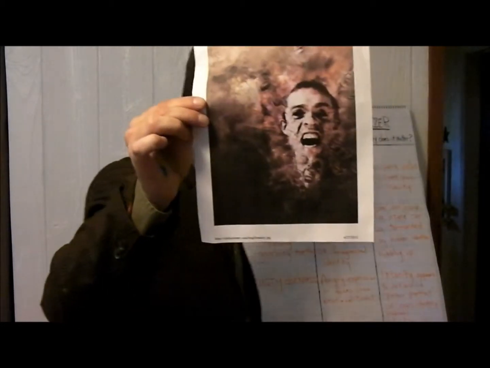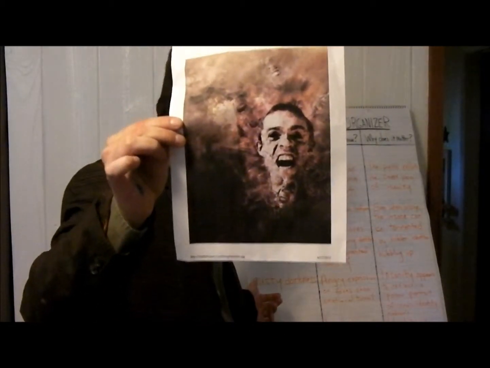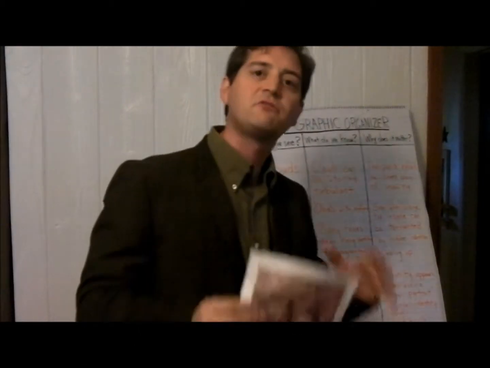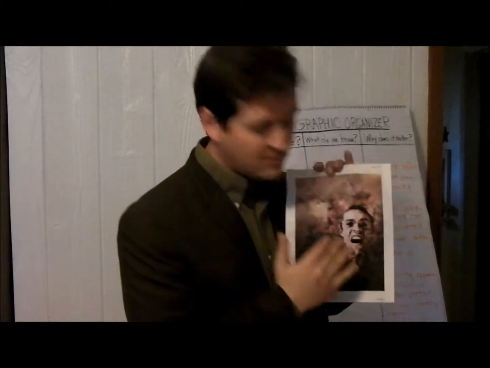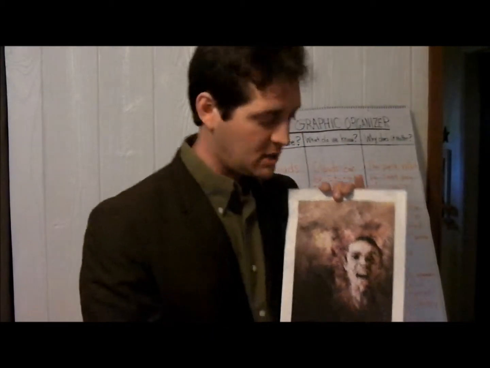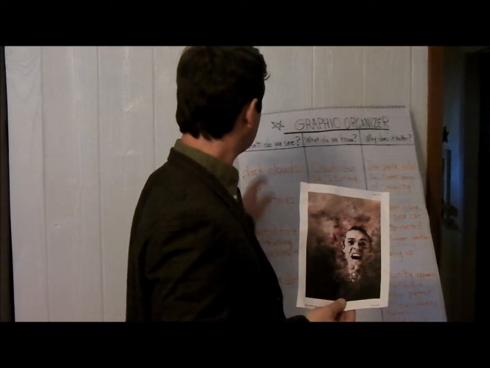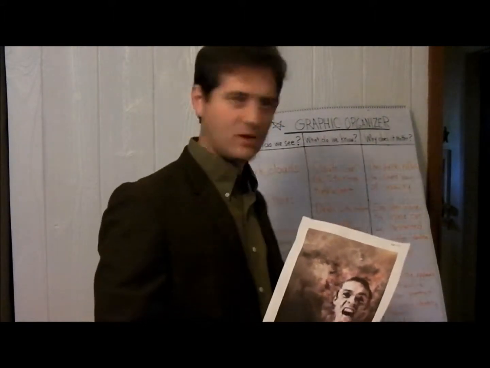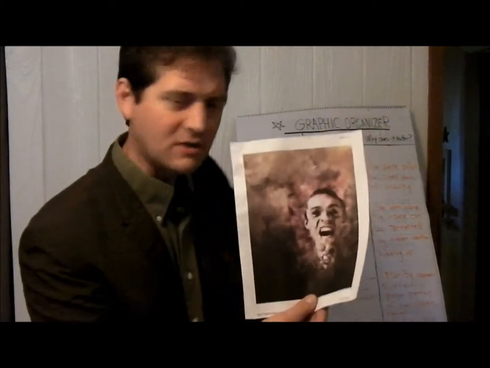Well, what do we see in this picture? Well, the most obvious thing that we see is we see a face. There's a face in this picture that appears to be screaming. You can almost hear it. Okay, so that's what we see. We also might notice that it has black eyes. Okay, so we notice there's no expression there, just black eyes.